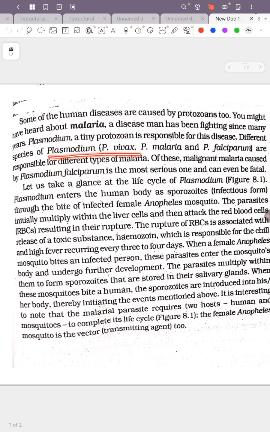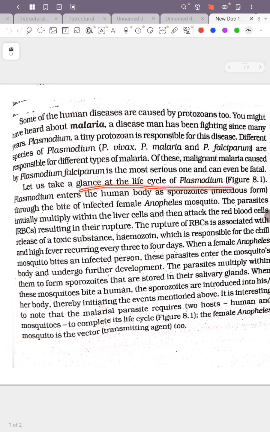There are many species of Plasmodium, like Plasmodium vivax, Plasmodium malariae, and Plasmodium falciparum, which cause different types of malaria. Malignant malaria is caused by Plasmodium falciparum, which is a serious disease, and it can be fatal. Death can also occur with this disease.